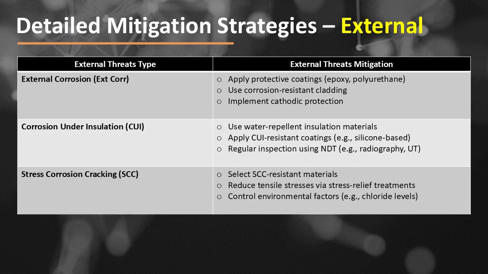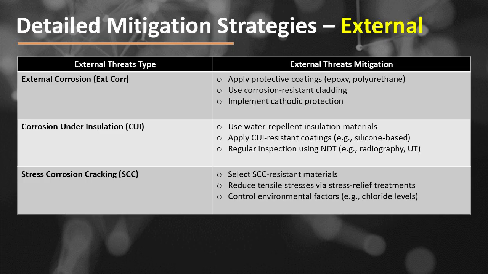Detailed mitigation strategies: external. If the external threat type is external corrosion, then the mitigation measures are: apply protective coatings such as epoxy and polyurethane, use corrosion-resistant cladding, and implement cathodic protection.